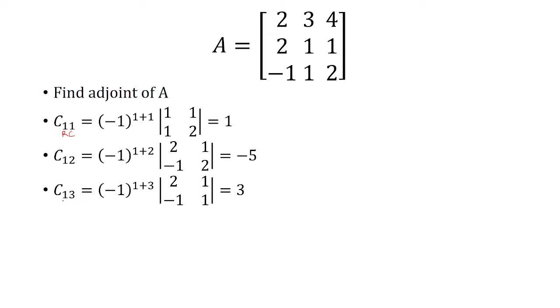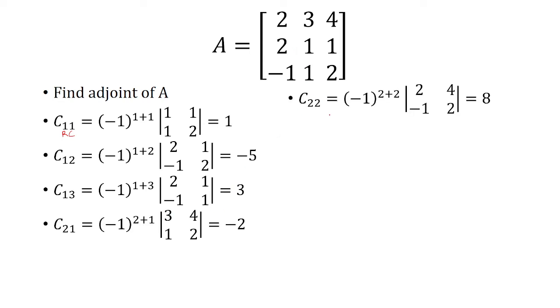And then you finish up row 1. So you do row 1, column 3. That's going to be 4 here. So you hide the first row, last column. So you have the matrix 2, 1, negative 1, 1. And then you multiply the determinant of that by negative 1 raised to the row plus column. So 1 plus 3. For that you get 3. And then you continue that with the second row and the third row.